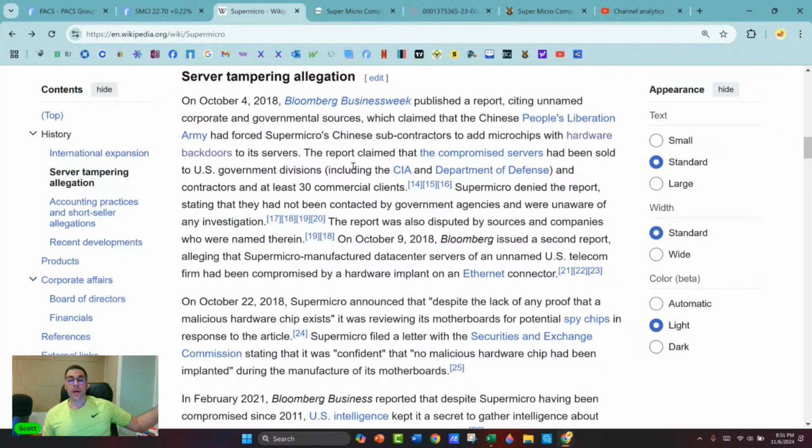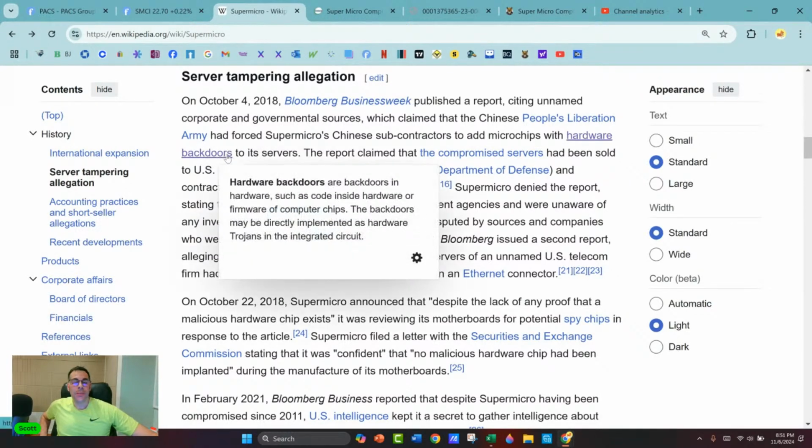So the Chinese army worked with this company because they knew this company was doing illegal things already. So we might as well ask them, because a company like Nvidia is not going to add a hardware backdoor to its semiconductor chips. This company will.